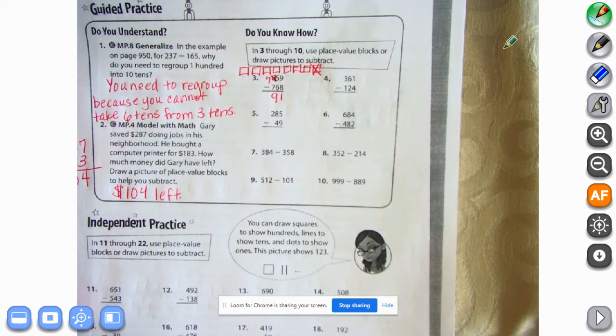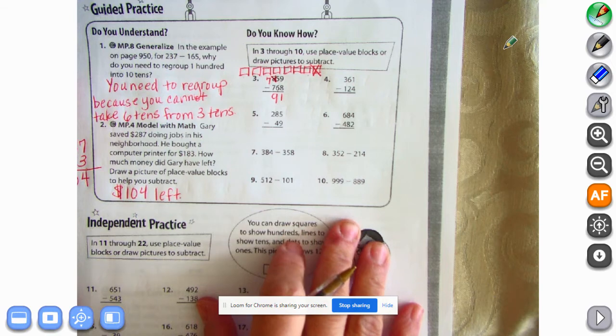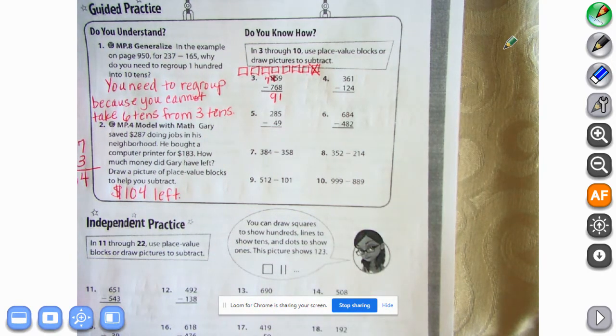Okay, so pause if you need to. On any of these that we're doing, pause so that you have time to get it, and then go ahead and unpause it so that you're going on to the next one with us.